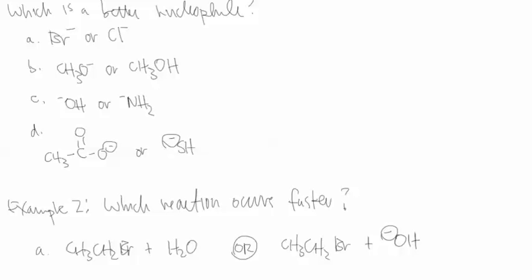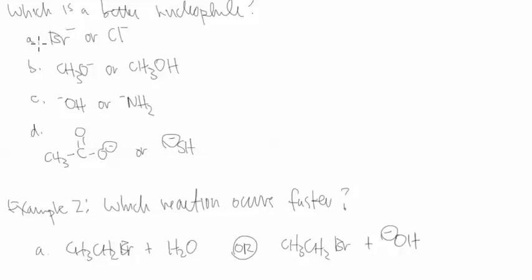Okay, so let's do some more example problems concerning SN2 reactions now that we've talked a little bit about other factors that affect the reactivity of these organic molecules and the nucleophiles themselves. So let's look at the first example, and it says which is a better nucleophile. This is how it would be presented on a test or a homework question, and we've got four parts to the question: A, B, C, and D.